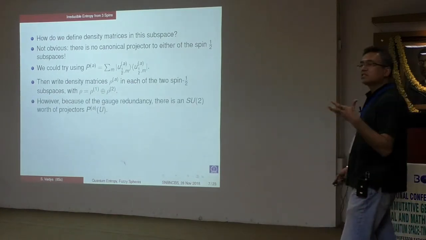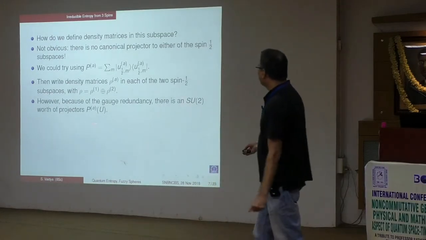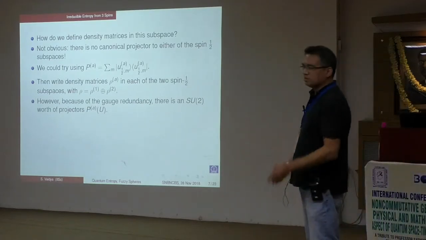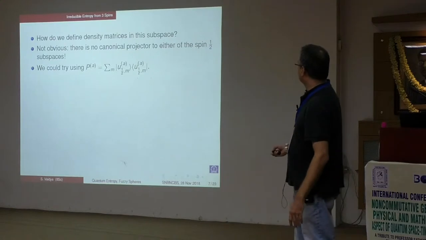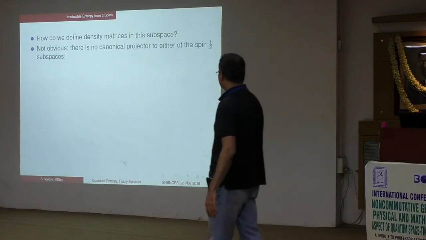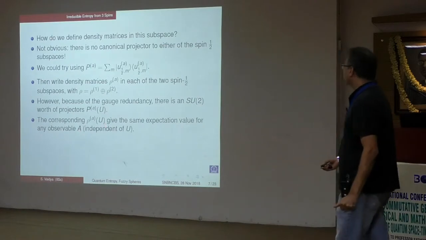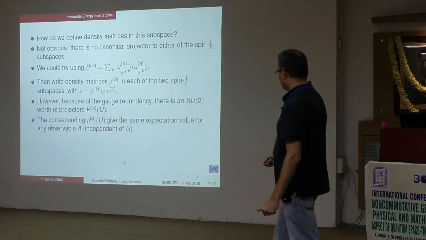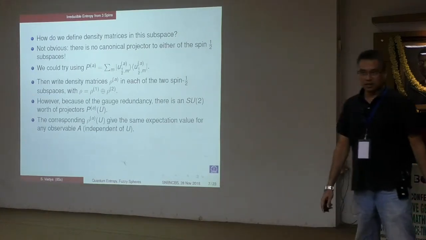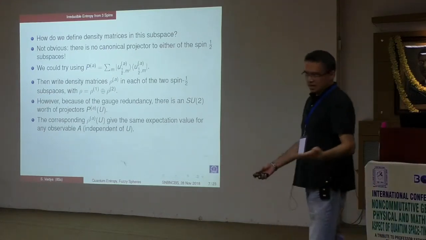But because of this gauge symmetry or gauge redundancy that I showed you, there's an SU2 worth of projectors which actually come with this label U, U being the SU2 matrix that I had written. So there's an SU2 worth of projectors, if you like. And any density matrix, for any U, will give me the same expectation value for any observable A. In other words, the expectation values themselves will be independent of U. And this is how it should be.